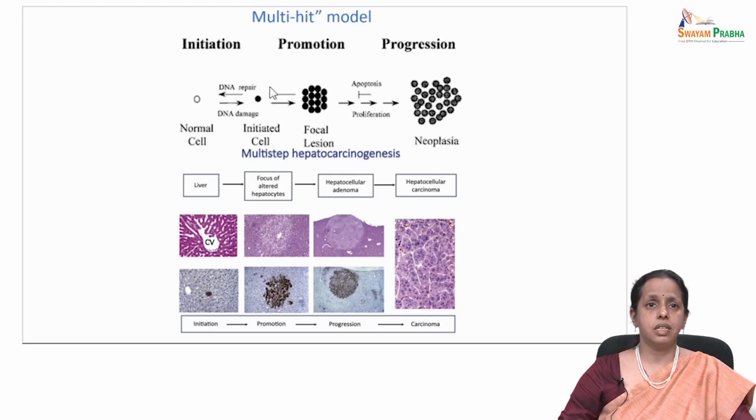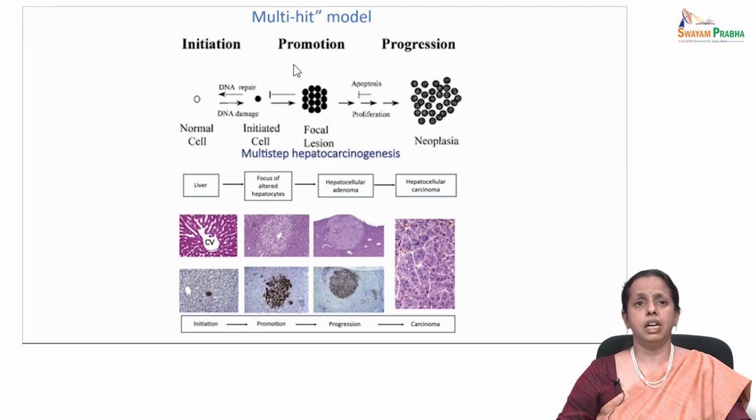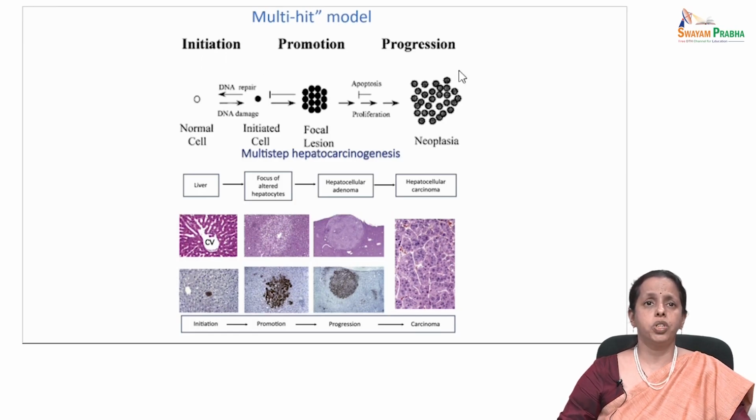So here, as I said before, it is a bit reversible, from normal cell to initiated cell. Yes, there is a chance of reversibility. Your repair mechanisms wake up, and then there is a chance. And then slowly from initiated cells, there is promotion, where you have your focal lesions like a papilloma. And here also sometimes apoptosis, all this can go away. And proliferation, then it is the progression. So please keep in mind your multi-hit model here: initiation, promotion, progression.